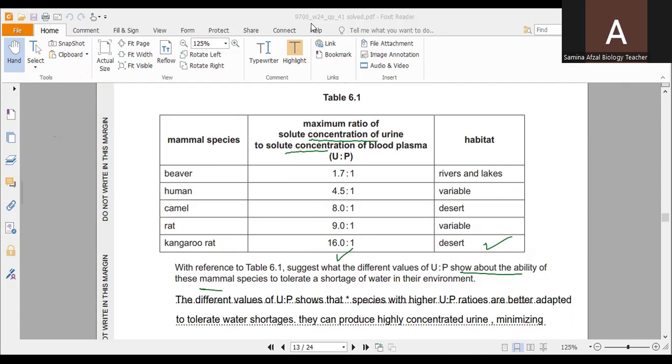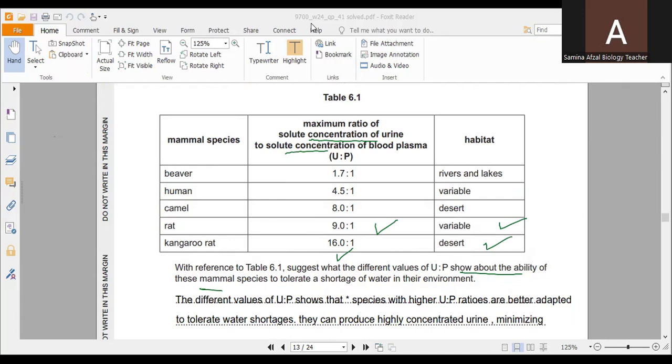And the second highest value is in the rat. The rat's habitat is variable. It lives in all types of habitats. So it has a relatively high UP value, but less than the kangaroo rat. You can see it has a relatively high value, which is interesting, as it lives in a variable environment. This suggests that it has good water conservation abilities, possibly as an adaptation to potential water scarcity. So it can have this ability because it is living in the variable environment.